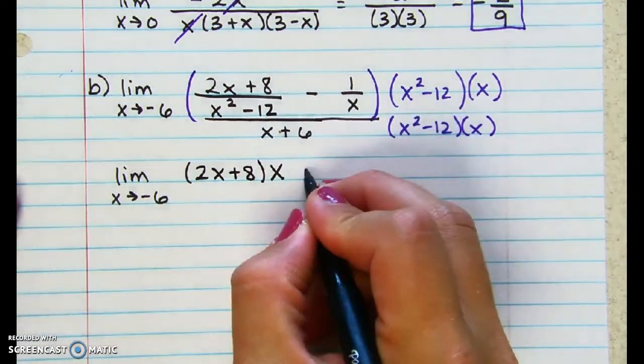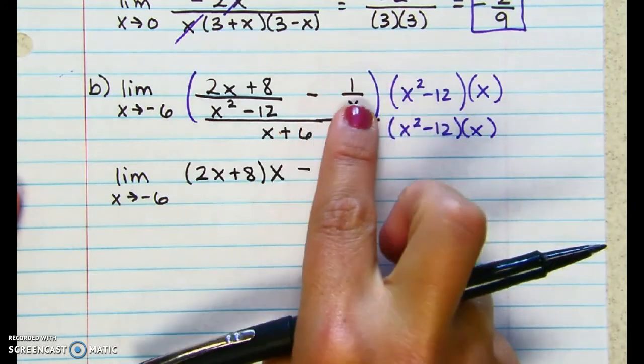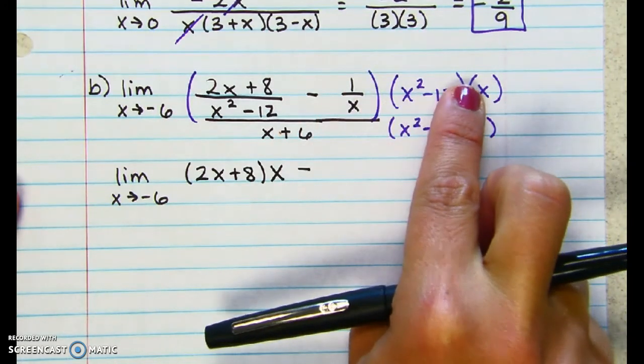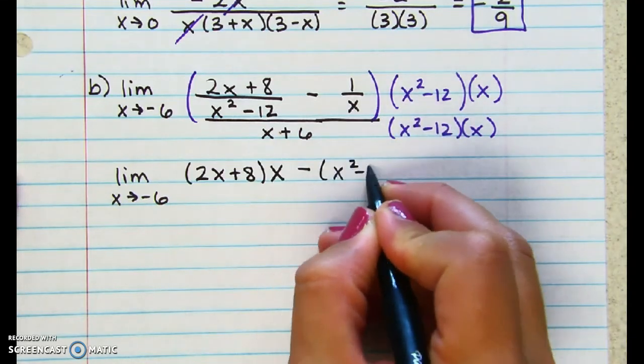All right, ready? Minus. Now the two factors float to the second term, and what cancels? The x's, and what needs to stay? X squared minus 12. Good.